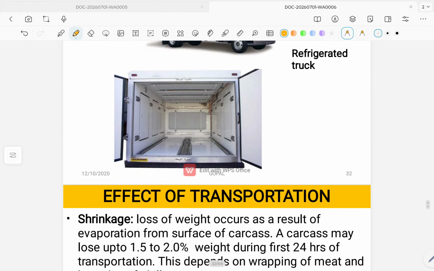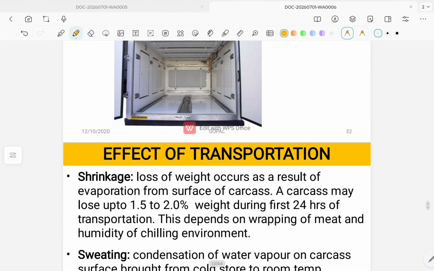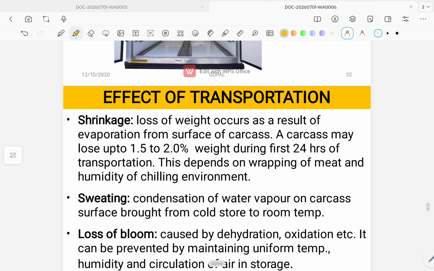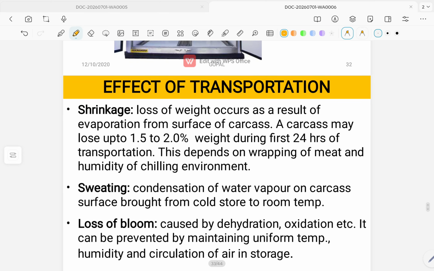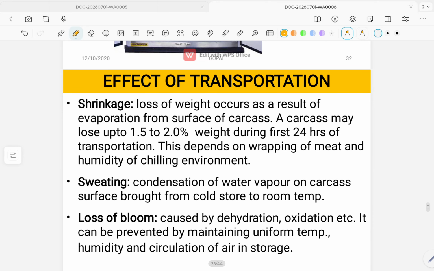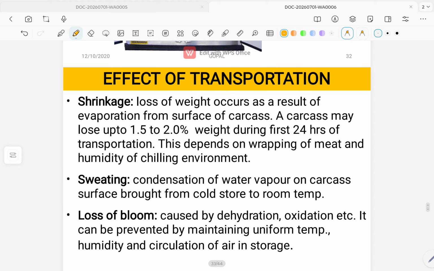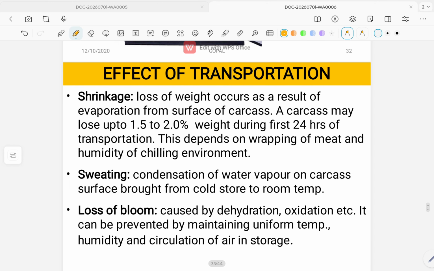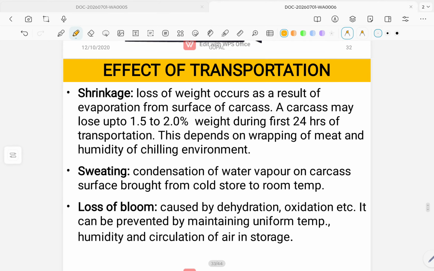Effect of transportation. Shrinkage: loss of weight occurs as a result of evaporation from the surface of the carcass. A carcass may lose up to 1.5 to 2% weight during the first 24 hours of transportation.